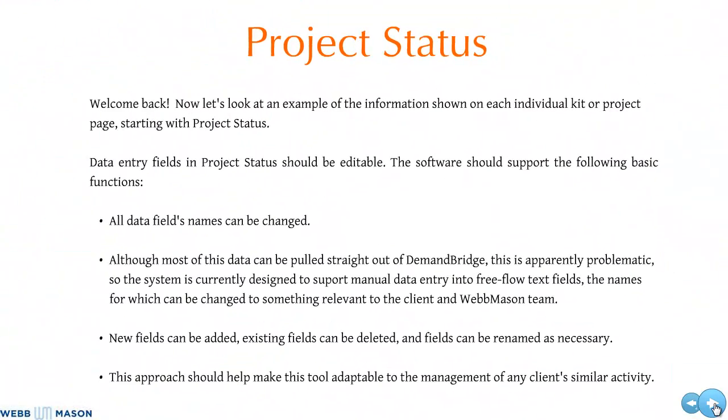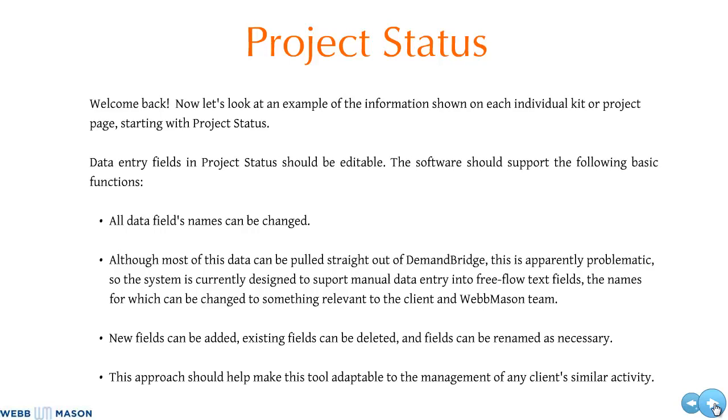Welcome back. Now let's look at an example of the information shown on each individual kit or project page, starting with project status. Data entry fields in project status should be editable, and the software should support the following basic functions. All data field names can be changed.